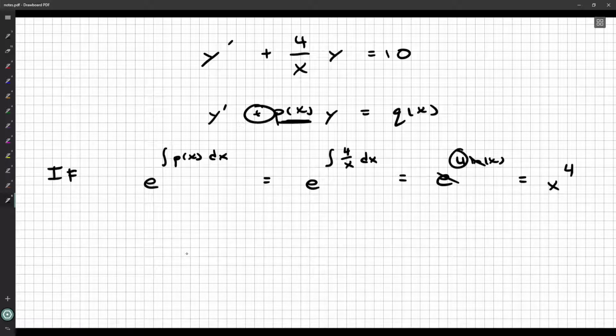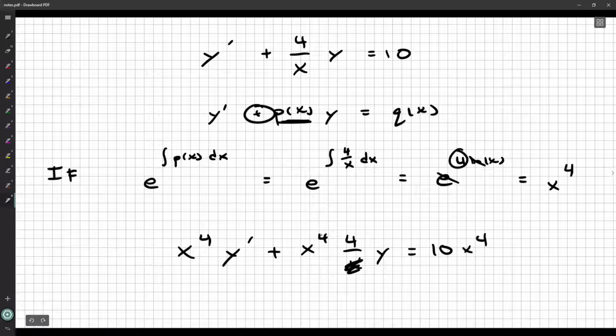Once we've got our integrating factor, we go ahead and multiply everything by our integrating factor. We'll simplify in a moment. So 10 times x to the 4. Okay, so we can cancel out an x here and get a 3 here. So why do we do this? Why do we do this rewrite for our equation? It's 10x to the 4 over here.